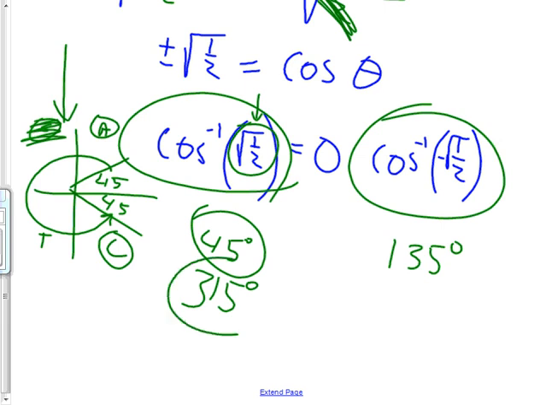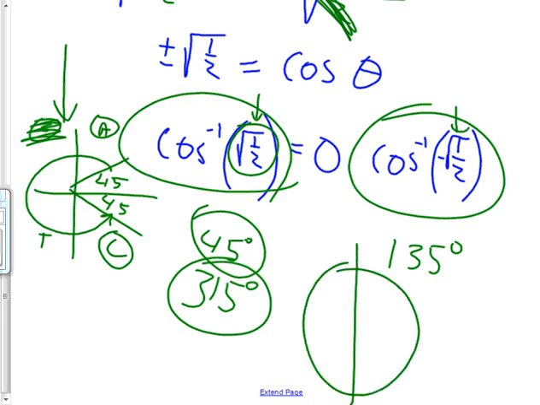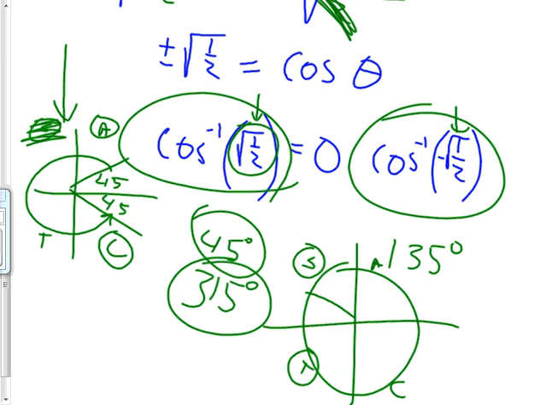All right, and then this one over here, these were the ones where it was negative. Where is cosine negative? Oh, All Students Take Calc. Cosine is negative here and here. So then this has to be, well, it already said it was 135. So that means this must have been 45 right here, right? So that could be 135. And then what would this one be? This one would have to be 45 also, so then the whole grand total all the way around to here would be 180 plus 45.